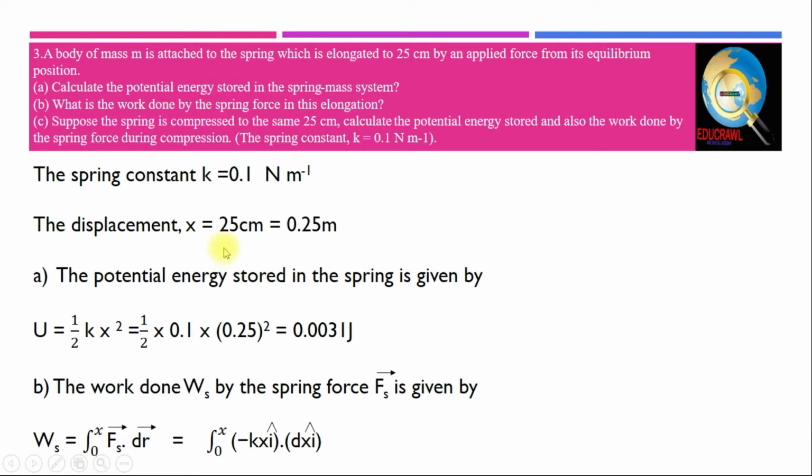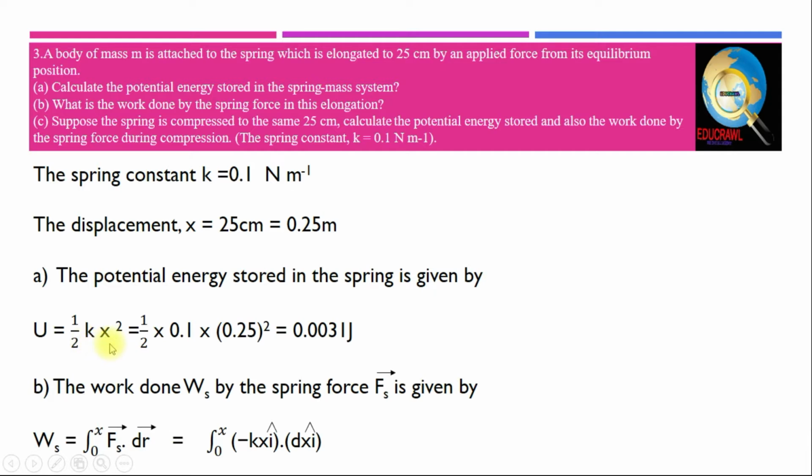So displacement is given as x is equal to 25 centimeter. Whatever values are given, we have to convert it into SI unit. So here it is converted into meter as 0.25 meter. So the potential energy is given by the formula U is equal to half kx squared, where k is the spring constant, x is the displacement.